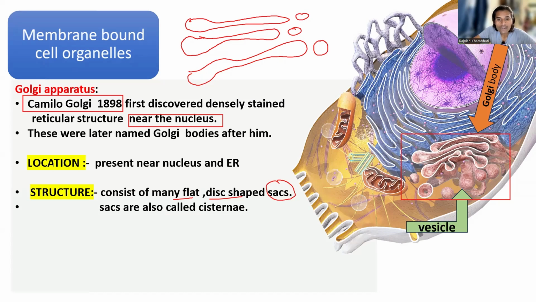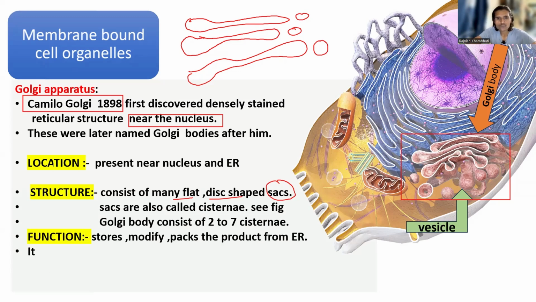Sacs are also called cisternae. Okay, these sacs are known as cisternae or cistern. Golgi body consists of 2 to 7 cisternae. Now you can see I have drawn 3 cisterns. Such 2 cisterns, or a maximum of 7 cisterns, can be present in the Golgi body structure. 2 means young one, and 7 means old aged Golgi body.